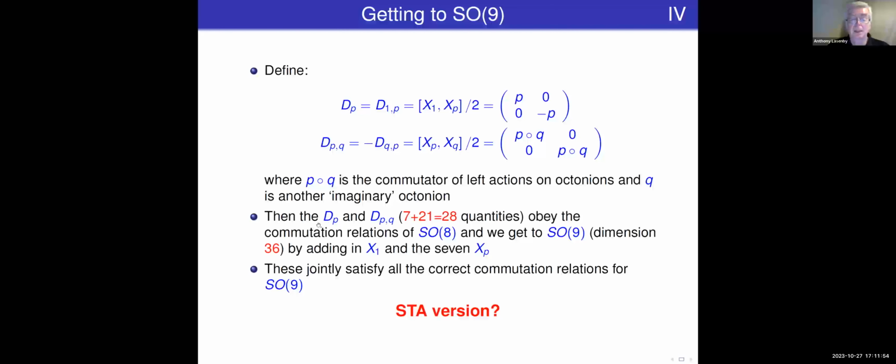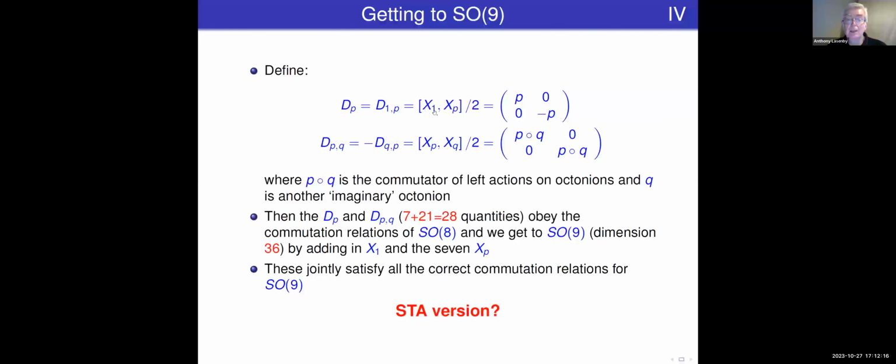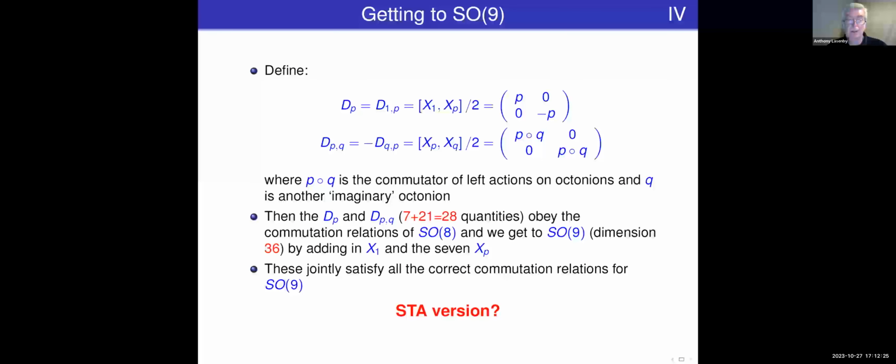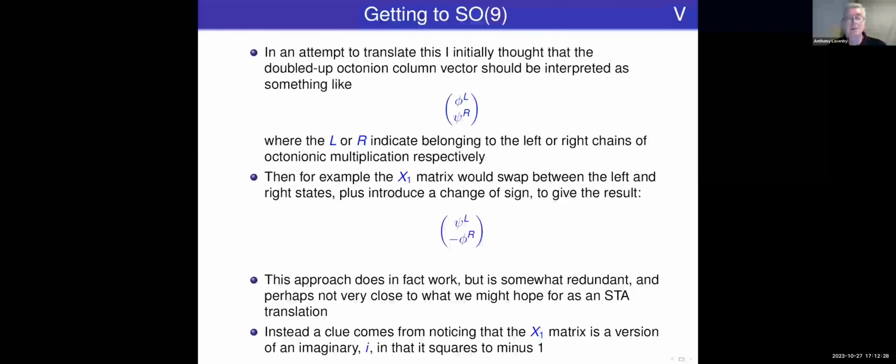Now, what have these given us? The dp and dpq: there's 7 of those dp, and there's 21 which come here from the two different things in p and q. So we've got 28 quantities, and these obey the commutation relations of SO8. Then we are able to get to SO9, dimension 36, by adding in these x's. The x1 and the 7 xp then give us something with 36 dimensions, which satisfy all the correct commutation relations for SO9. Now, is there an STA version of this?